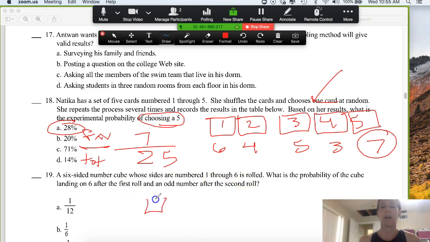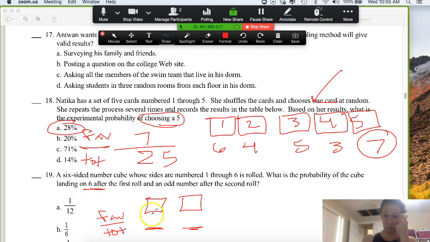So if you have a die and you roll it twice, is the second roll affected by the first roll? That's the question. No, it's not, because I just pick it up and roll it again, right? Yeah. So we want to know, what's the probability of landing on a 6? The first roll, it's numbered 1 through 6. The favorable out of the total is our probability. What's the probability of landing on a 6? How many times does that occur?